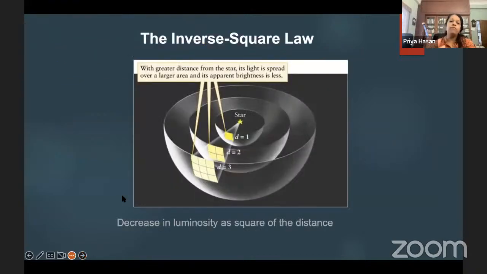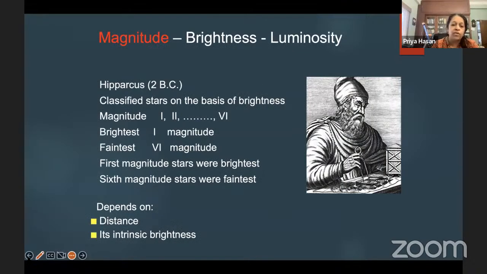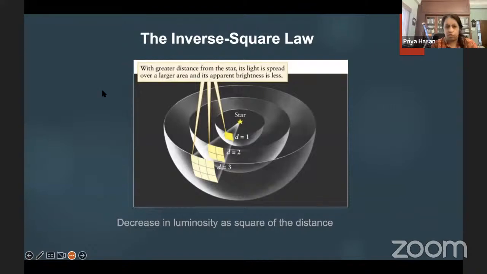And then the next important factor in the brightness, which comes to us when we actually observe it, is the distance factor. All these objects follow what is called the distance square law or the inverse square law. Basically, if you have a star and you draw concentric spheres around it at different distances, there is a decrease in the luminosity as the square of the distance, right? So you'll have a 1 by d squared factor, which comes in because of the distance to the star. Okay.